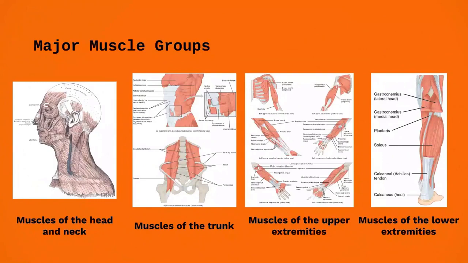Then we have our major muscle groups. You are not expected to know each individual muscle, but I would know that the muscles are broken up as the muscles of the head and neck, the muscles of the trunk, the muscles of the upper extremities, and the muscles of the lower extremities. That's typically how the muscles are divided as far as proximity.